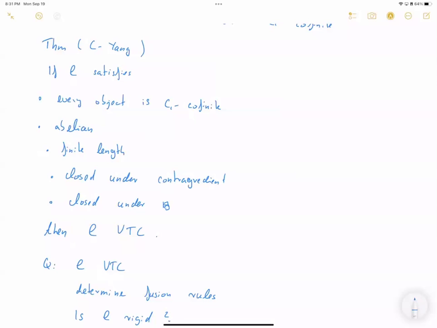Now for this SL2 admissible level, our category of weight modules is abelian, finite length, and closed under contragradient. There is no problem. But whether it's closed under tensor product or not, we don't know. And it's totally not C1 cofinite. So still, I want to apply this theorem. I want to prove that SL2 has a vertex tensor category using this theorem.